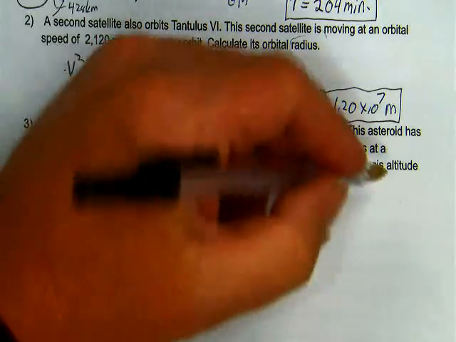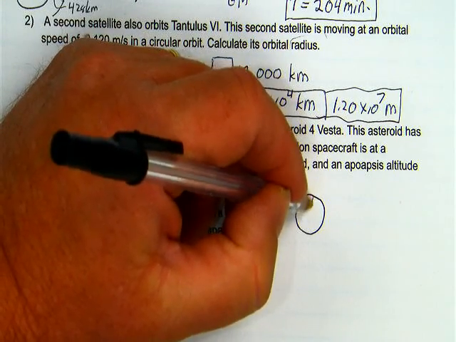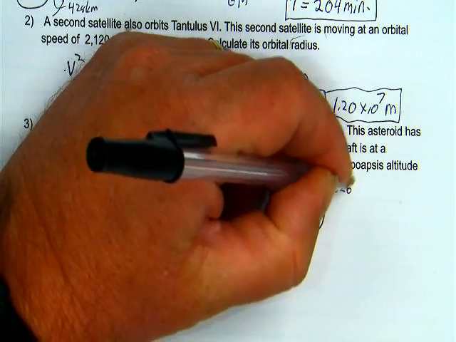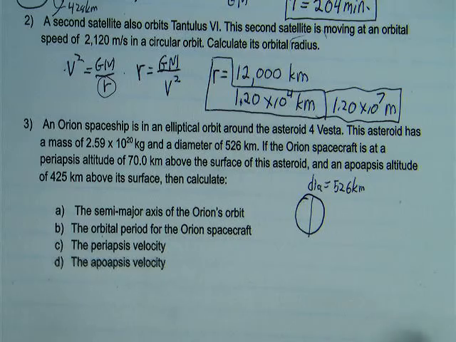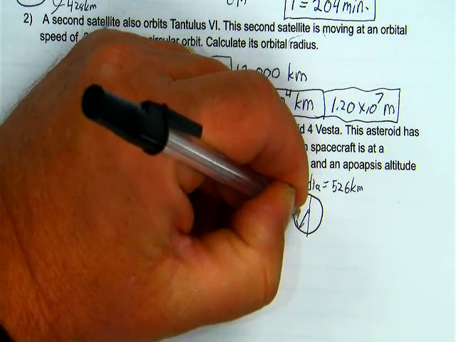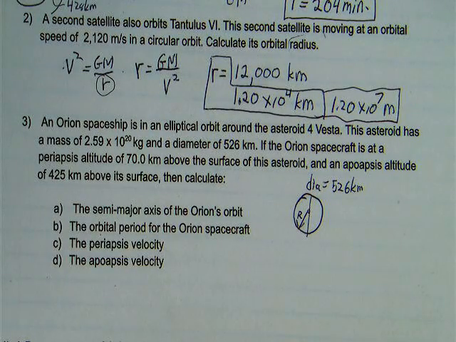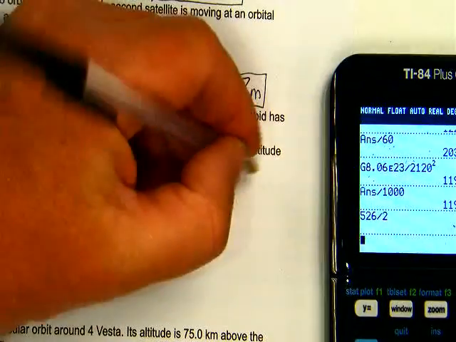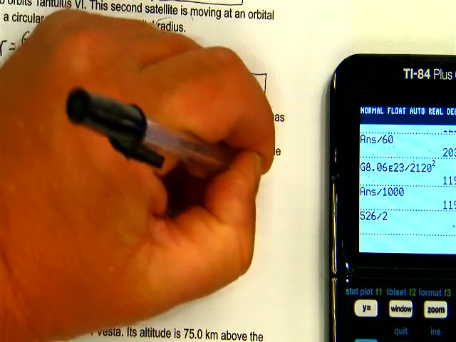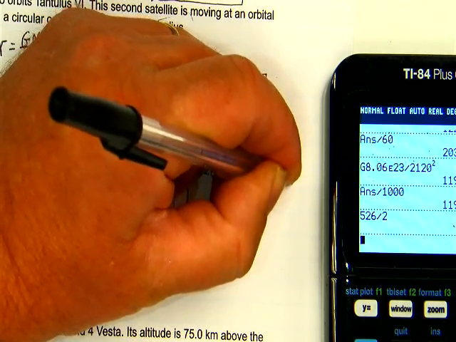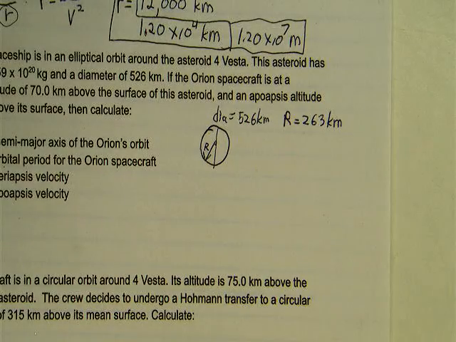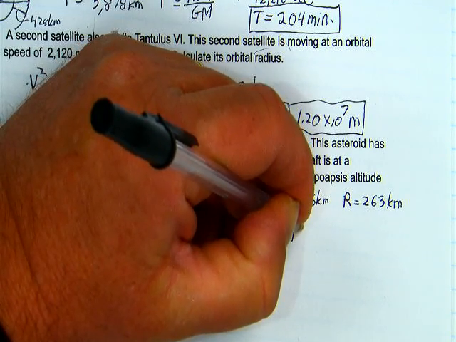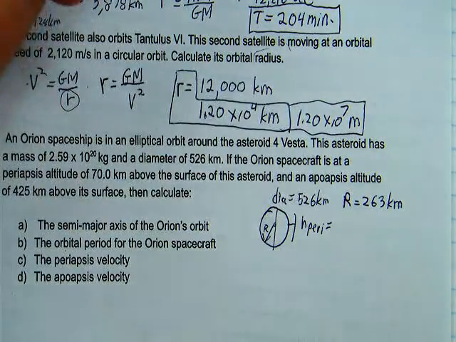So periapsis of 70 kilometers. Let's see, what have we got here? We have a diameter of 526 kilometers. So half of that, of course, would be the radius of this asteroid. 526 divided by 2. Fortunately, I have a calculator working faster than my brain. So the radius of this asteroid is 263 kilometers. Periapsis altitude, measured from the surface, h of peri, is 70 kilometers.